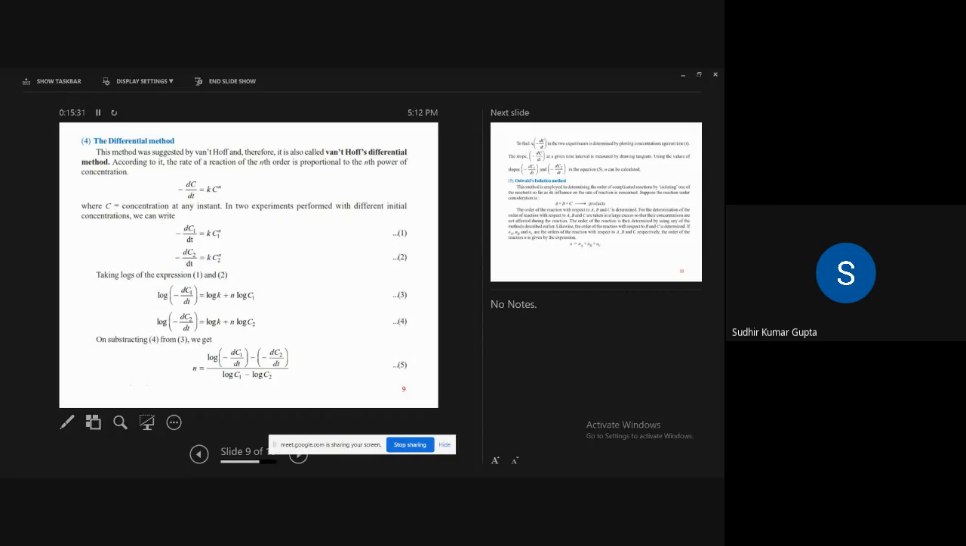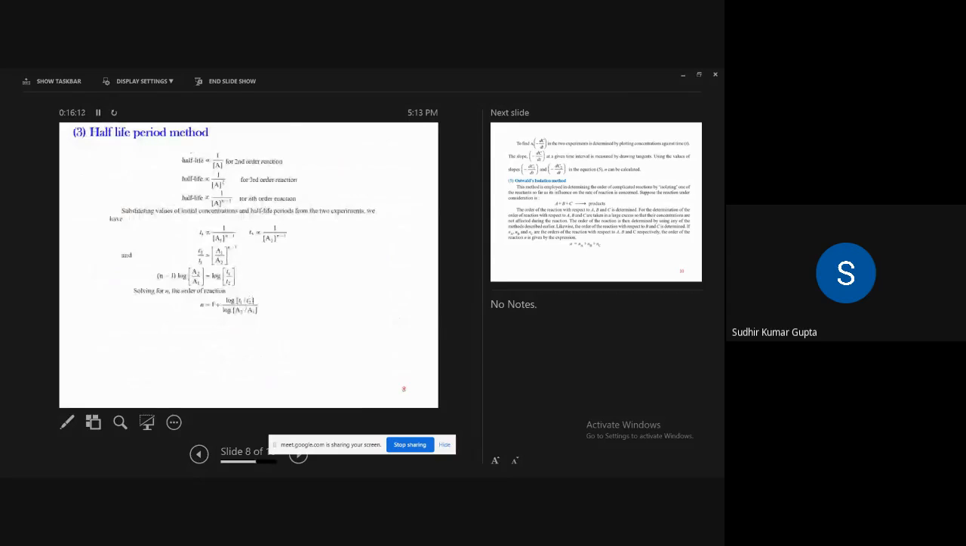So what do we have to do? We have to plot a concentration and time graph. Along the x-axis we have time, and on the y-axis we have concentration. The slope of that graph will give us the values of minus dC1 by dt and minus dC2 by dt. That we have to put in this equation. Take the log, then take the initial concentrations C1 and C2, take the log and subtract them, and divide those two to get the value of n. It is the mathematical process which is followed after performing the experiment.